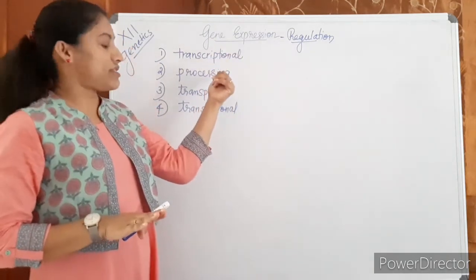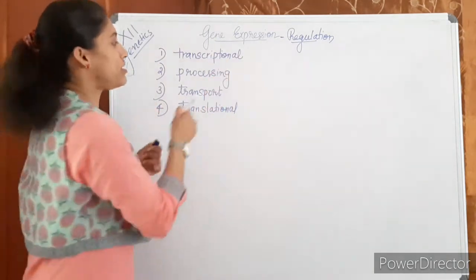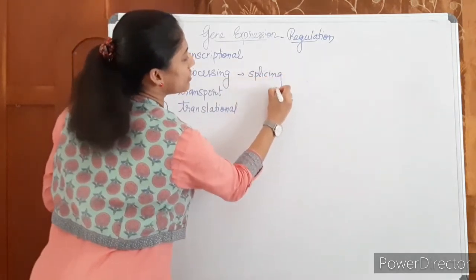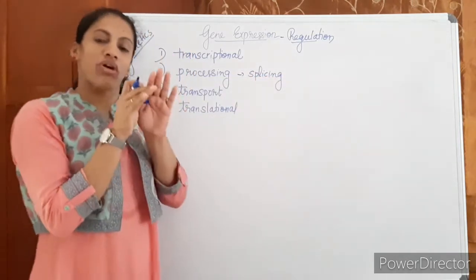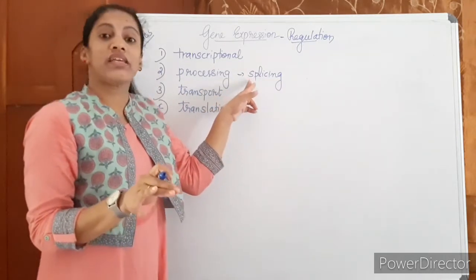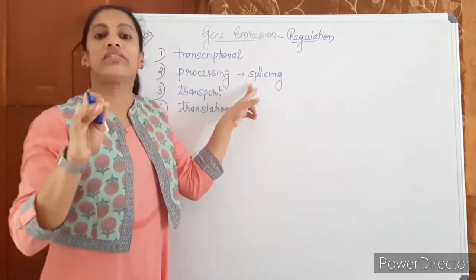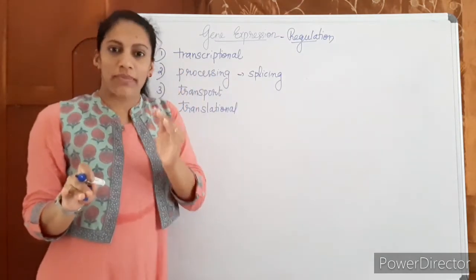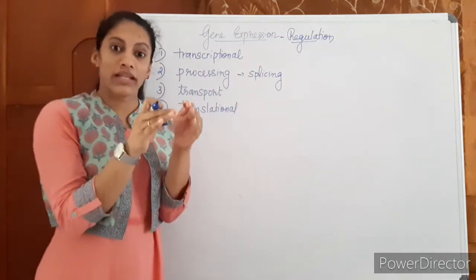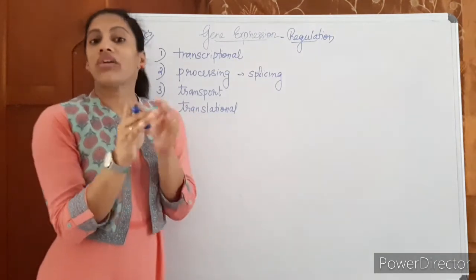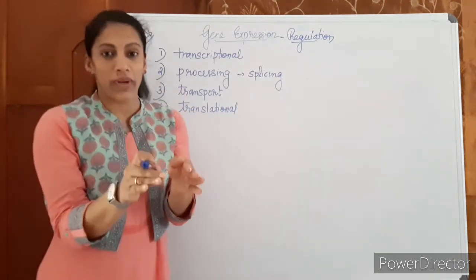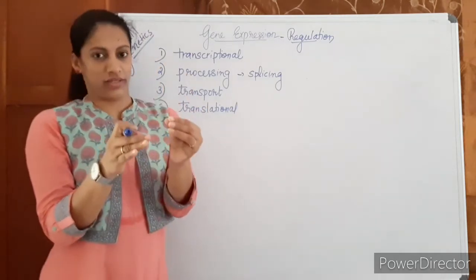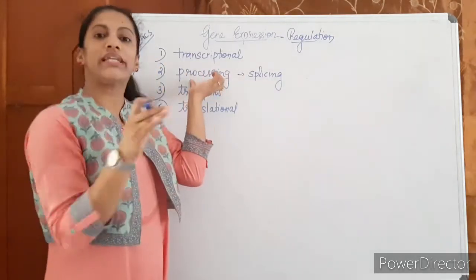Whereas in the second case, processing level regulation means you have studied many processings, especially splicing. That means transcription occurs, but splicing occurs only when it is needed. Okay, the DNA is transcribed to RNA. It is present inside the nucleus. It is not transported and it is not spliced. When it is required, that time only it is spliced. So, in this level, it is regulated.